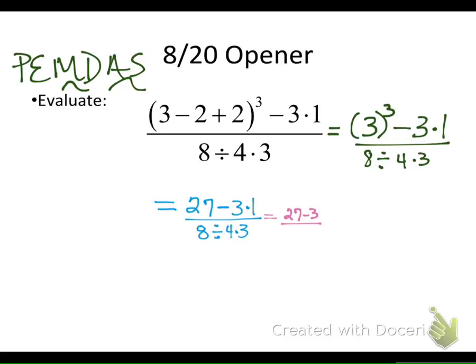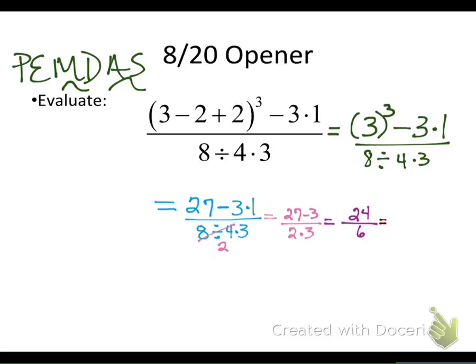What's 8 divided by 4? Anybody? 2. And then what do? Well, here, I'll just go ahead and write it like this so we just don't get confused. So then I have 2 times 3. Okay? Now, we're back to the top. What do I do at the top to finish this? Which is? Okay. And what do I do on the bottom? Which is?